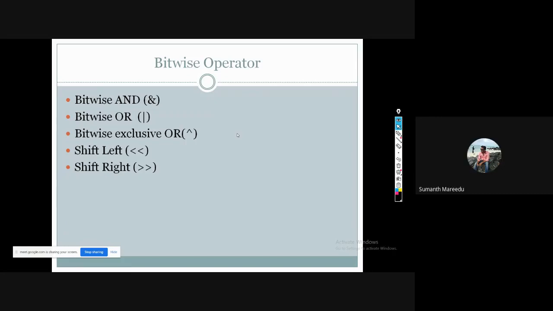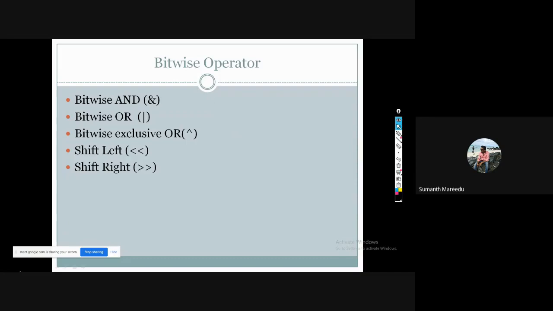And you are trying to apply these operators on those bits. Okay. Got it? I'll tell you how to apply these things on the bits now.